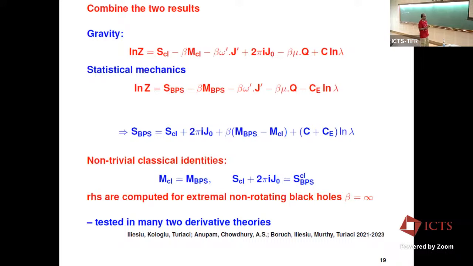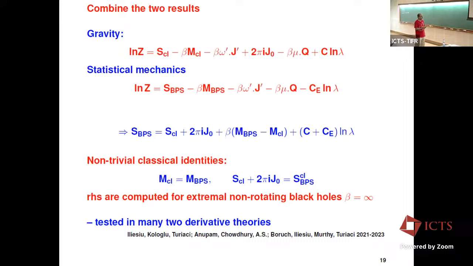Now you see here that even at the classical level, even if you ignore this one loop log correction, and in fact you can even ignore the Wald correction, you can just think of S classical as the Bekenstein formula. Even at that level, there are non-trivial classical identities. First of all, because we are describing supersymmetric black holes, M classical should be equal to M BPS, and M BPS in turn you can determine using supersymmetry, but you can also determine it by computing the mass of an extremal BPS black hole. They are bound to give the same result.